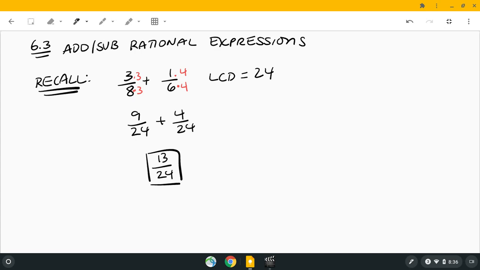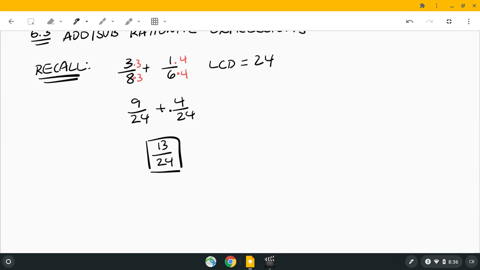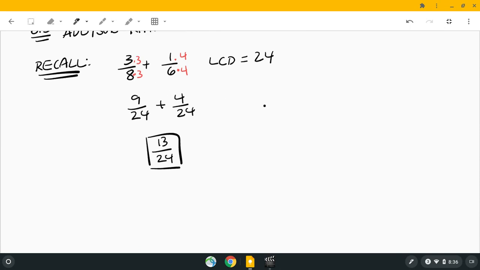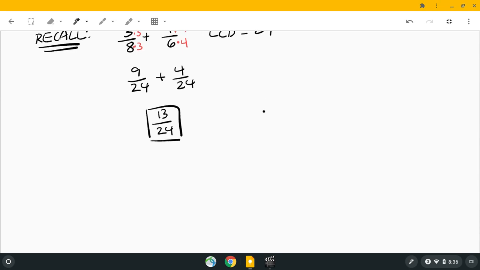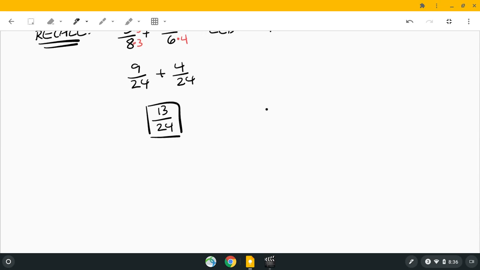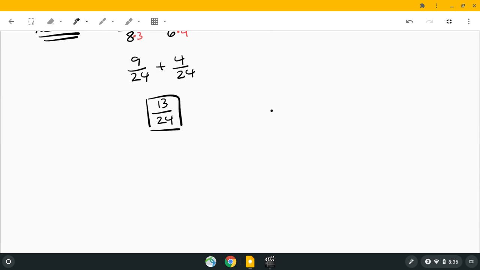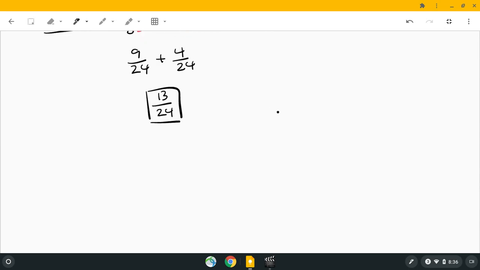Okay, so we're going to be doing this with rational expressions as well, finding the LCD, and then figuring out if we need to multiply by anything so that they get common denominators. Okay, but before we get into adding and subtracting, what we're going to do here is we're going to focus on just finding the LCD. Okay.